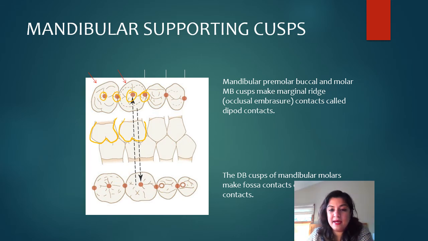These are called, where you get two points of contact on the upper, the bipod contacts. And in the bottom, in the lower arch, the distal-buccal cusps of the mandibular molars make fossa contacts in 3 points right here. So these are called tripod contacts.